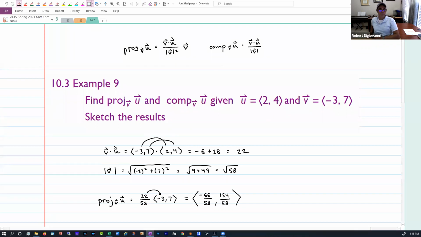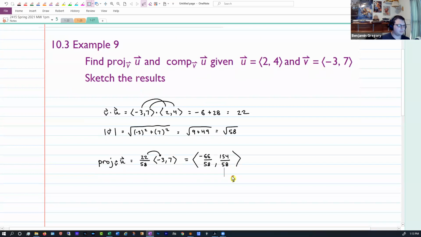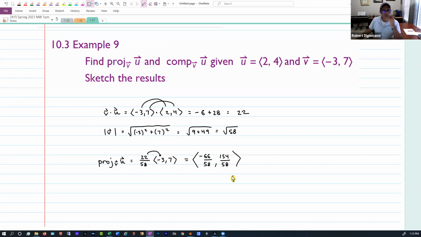Y'all agree? Isn't it just the v vector that you multiply by? So it's like negative 3, 7, not 6 and 28. I'm not sure I follow you. 6 and 28. Oh, never mind. Sure. You're good? Yeah, I saw what I did wrong.